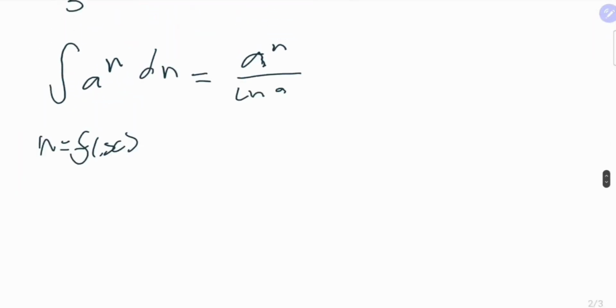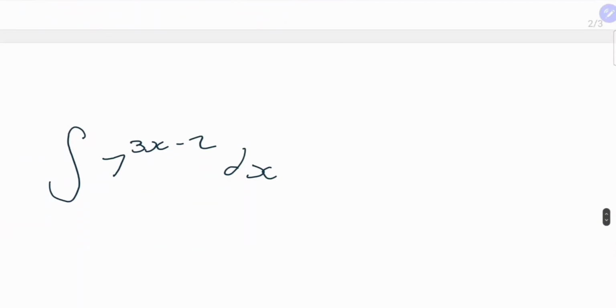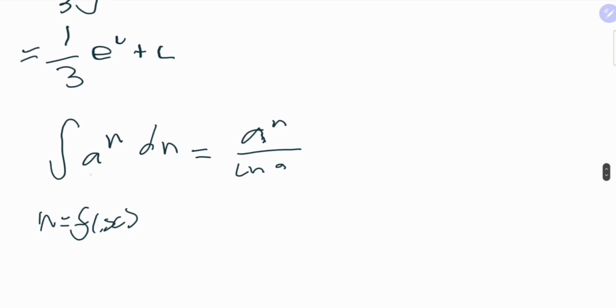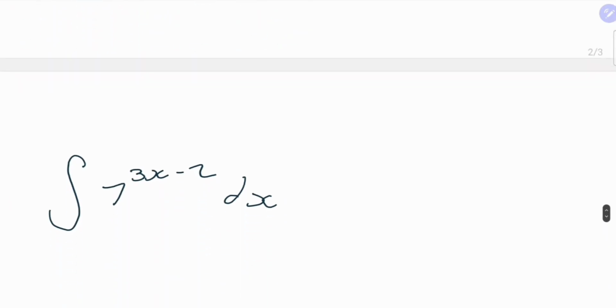So let's give this a go. So let's say we have the integral of 7 to the power of 3x minus 2 dx. Okay? So now what we want to do is we're going to try and isolate some constant, if we can, and a single variable, this being x. So let's give that a go, because that's what is written here in the common integral.